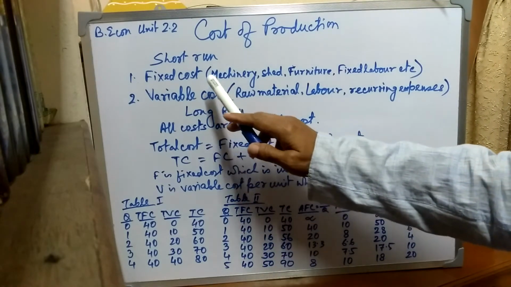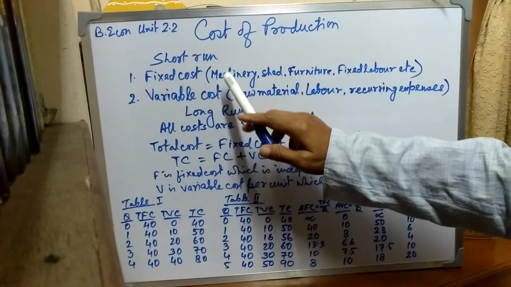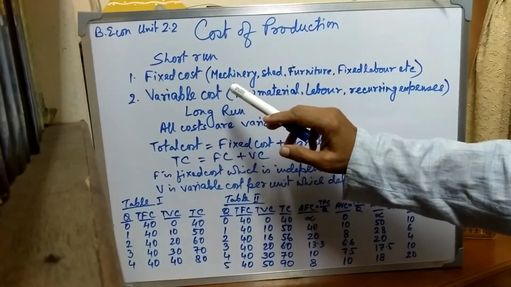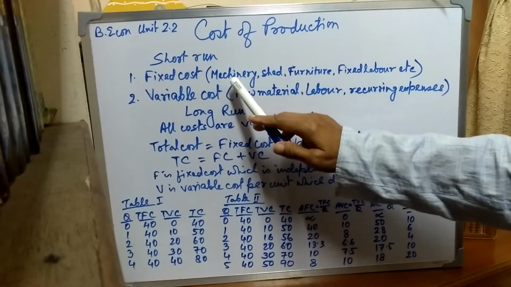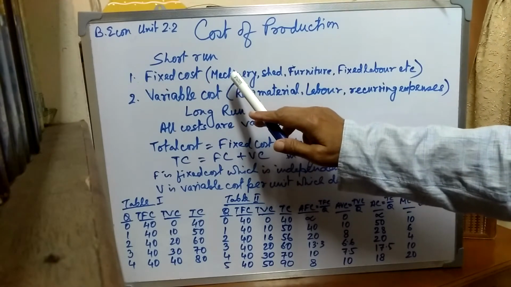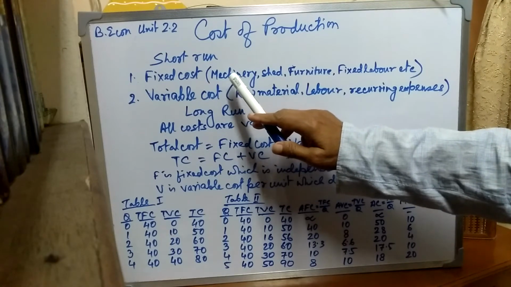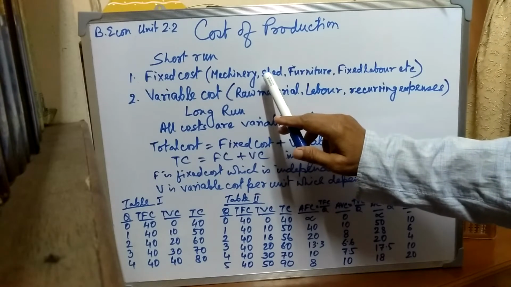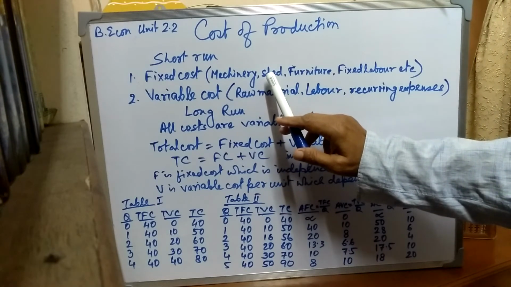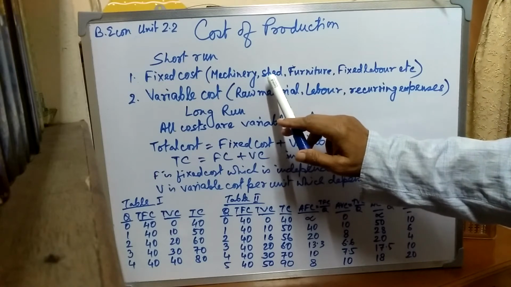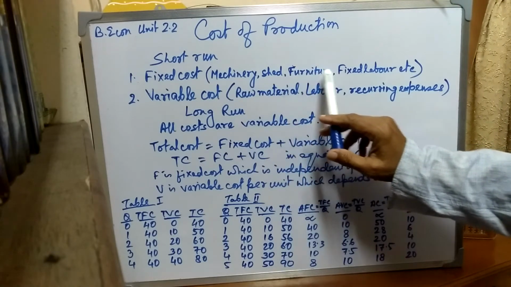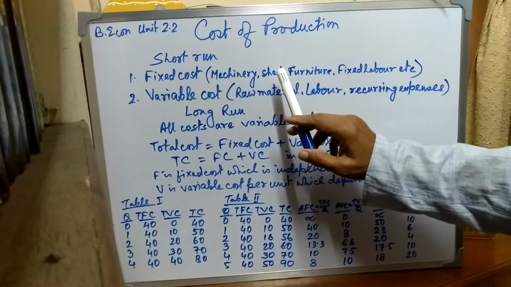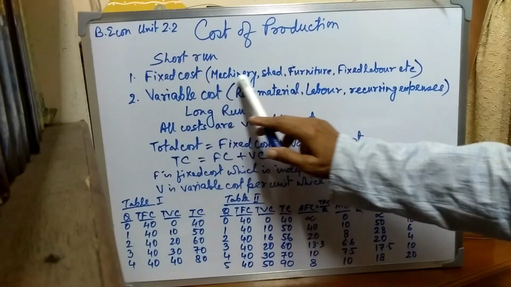In short run, we will find fixed cost, because in short run some of the factors cannot be increased within a very short period of time, such as machineries. To install a machine, it needs 1 to 2 months or 5 months. It may be 1 year. Not only that, the company shed should be constructed, and for that time is required. Furniture, etc., all those things cannot be changed within a very short period of time. So all those are fixed costs.